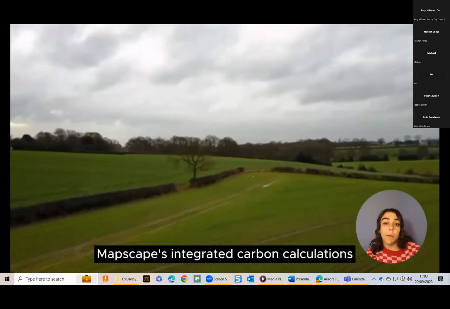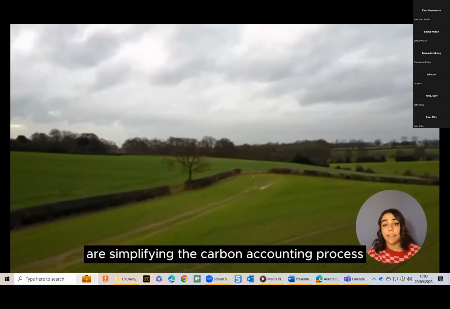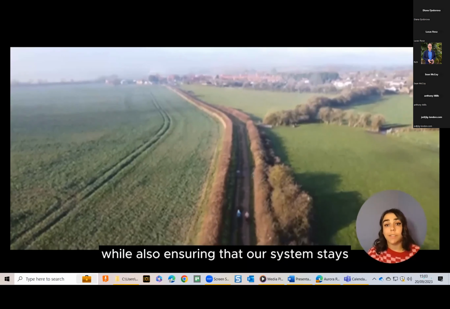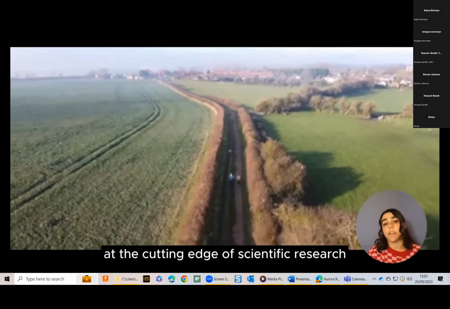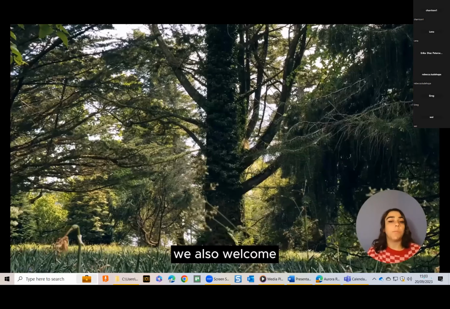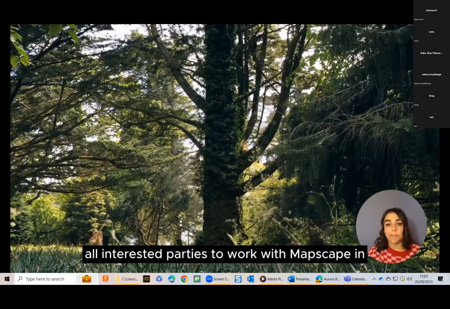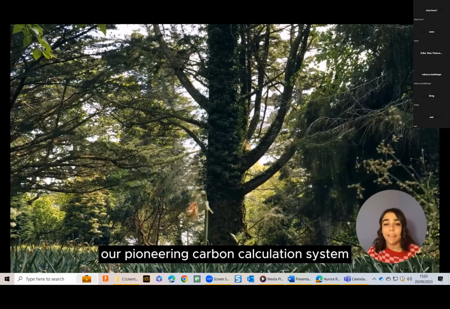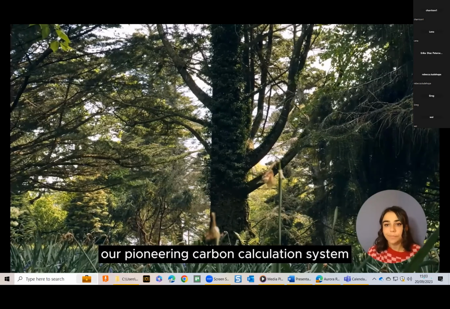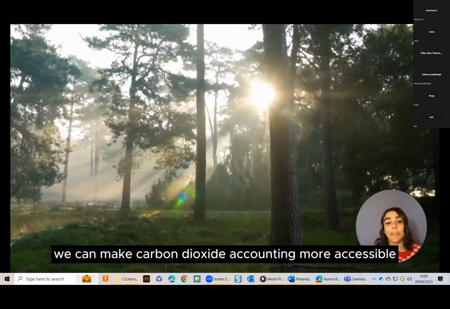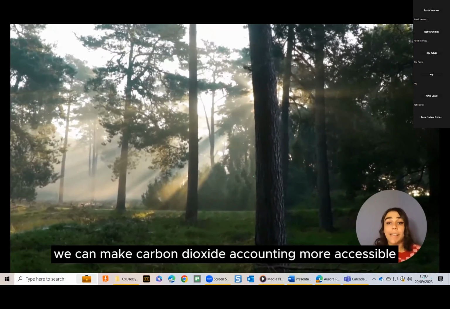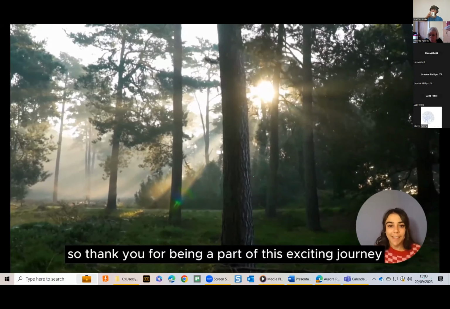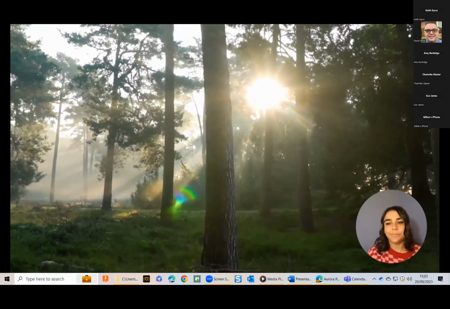Mapscape's integrated carbon calculations are simplifying the carbon accounting process for trees and hedges, while also ensuring that our system stays at the cutting edge of scientific research. We also welcome all interested parties to work with Mapscape in advancing this research and contributing their insights to shape our pioneering carbon calculation system. Together, hopefully we can make carbon dioxide accounting more accessible and efficient for everyone. So thank you for being a part of this exciting journey, and thank you for listening.